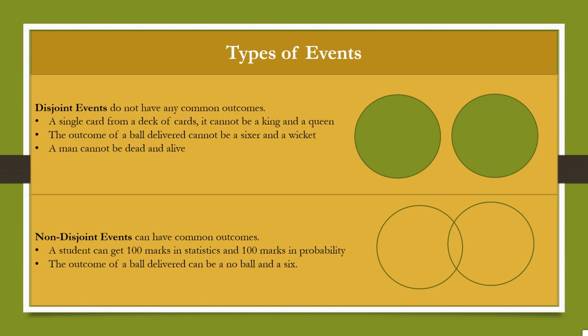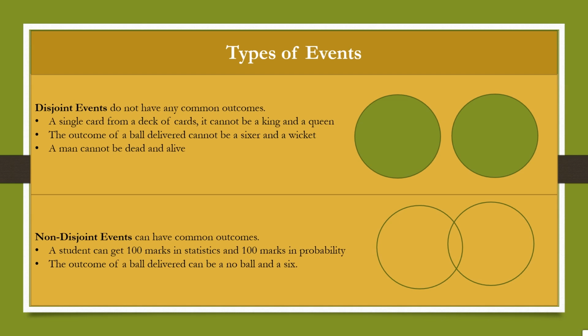Now let's discuss the different types of events. There are two types of events that you should know about: disjoint and non-disjoint events. Disjoint events are events that do not have any common outcome. For example, if you draw a single card from a deck of cards, it cannot be a king and a queen. It can either be a queen or a king.